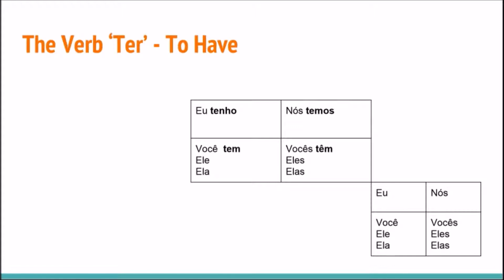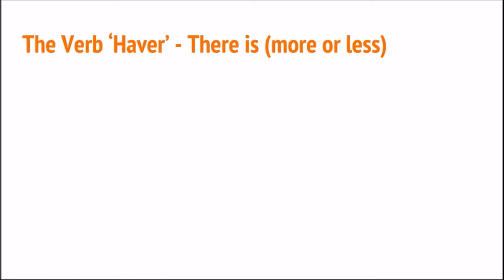Let's do an example. All right, so I have. So eu tenho carro. So I have a car. Right? Very simple. This is just the most basic way of using the verb ter, to have. So let's do another one. Vocês têm uma casa. Right? You have a house. Very simple. And just keep in mind that I will continue to put these pronouns here in these separate charts just so you remember what pronoun is attached to what verb form here, right? So that should help you out.